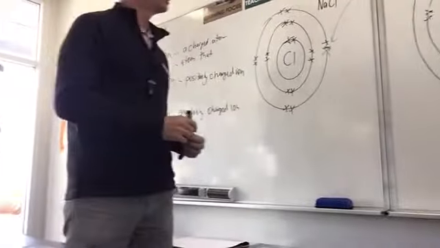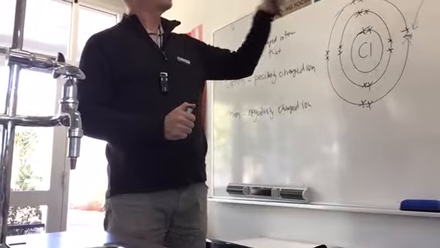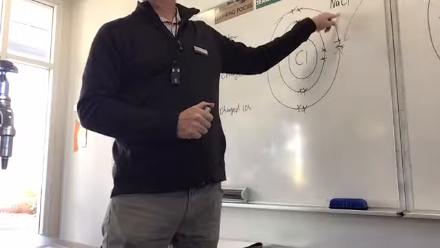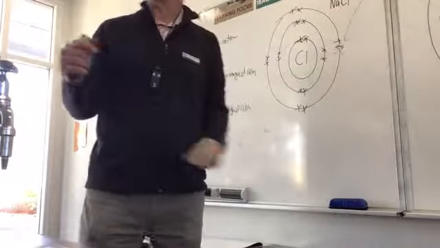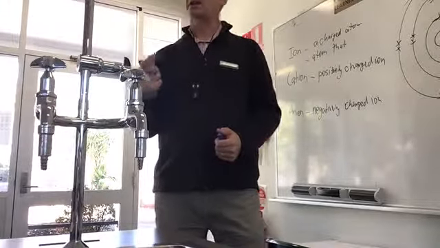So they get married and have a kid and call it sodium chloride. Well, they don't create something new. So sodium chloride is formed through ionic bonding. Ionic bonding is when 2 ions come together as a result of the electrostatic charge.